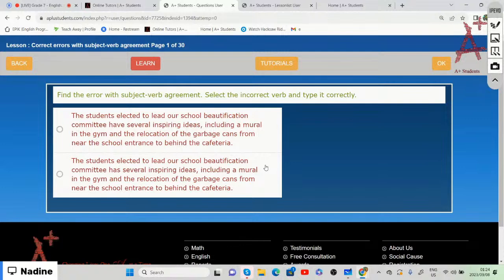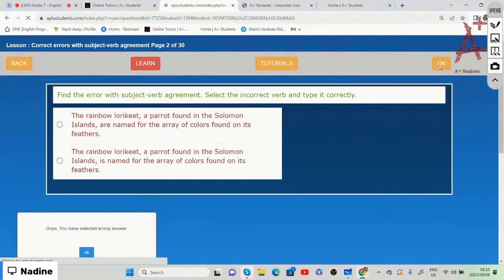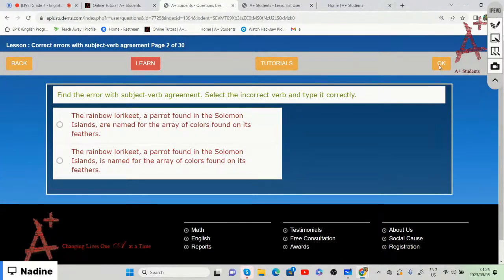All right. So if we find the subject verb agreement, right? So we must either say that they have, committee have several inspiring ideas, or has several inspiring ideas. So we can say that they have, including now. So "they have" is the one, several inspiring ideas. We need to find the error with subject verb agreement and then select the incorrect verb and type it correctly.